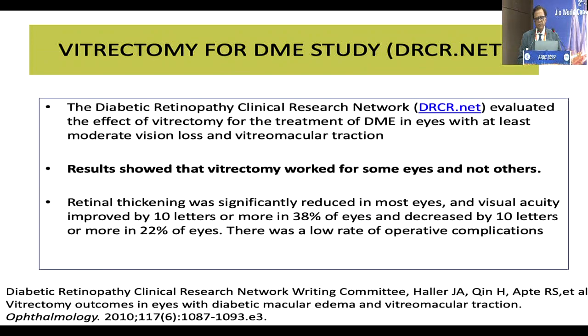So this is a very old study from the Diabetic Retinopathy Clinical Research Network, and DRCR.net has published a number of studies, one of which was led by Julia Haller, and they showed that for tractional DME there was significant reduction in the retinal thickening, and the visual acuity improved by 10 letters in 38% eyes. But there was also a decrease of vision of 10 letters, which is ETDRS vision. ETDRS is always in letters as compared to Snellen's vision, which is in lines. So there was a 22% reduction in the vision in letters. So there was not a very significant improvement when it comes to vision.